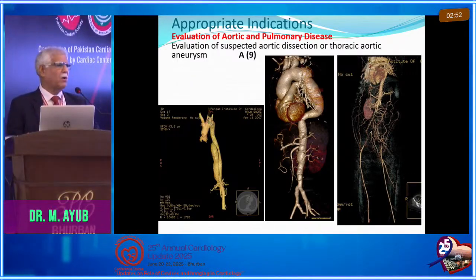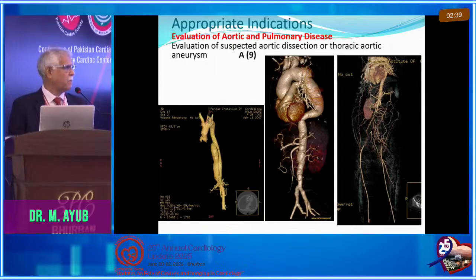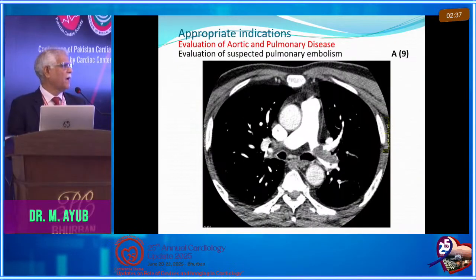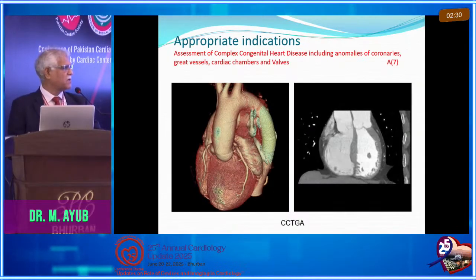Then for all aortic conditions, whether it is aneurysm, dissection, or obstruction, CT angiography is a useful investigation as an appropriate indication. In patients with suspected pulmonary embolism, CT angiography is an appropriate investigation.